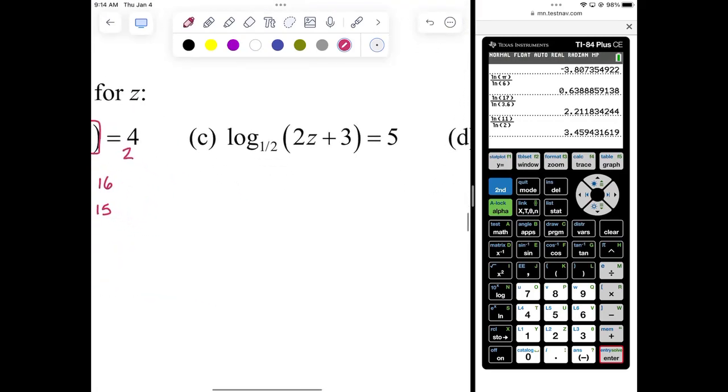All right, do this one on your own. Go. Don't be afraid of fractions. Fractions are numbers too.